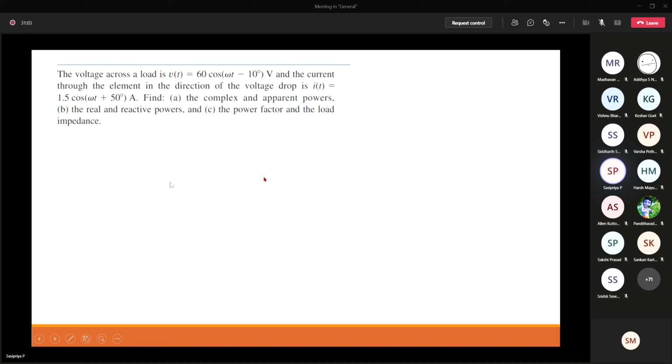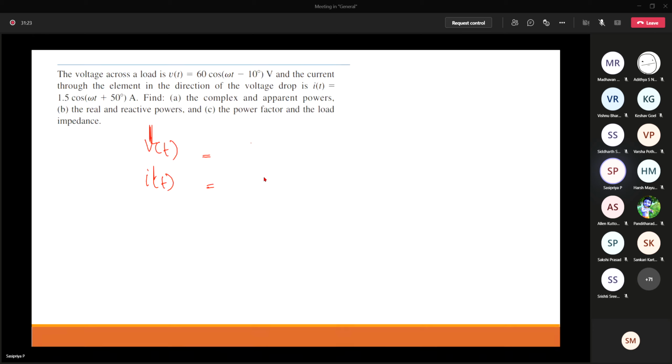Anybody? How do I proceed? So here V of t is given, I of t is given. So better from V of t and I of t, you write the complex number.